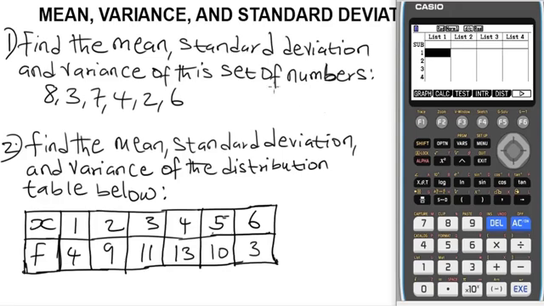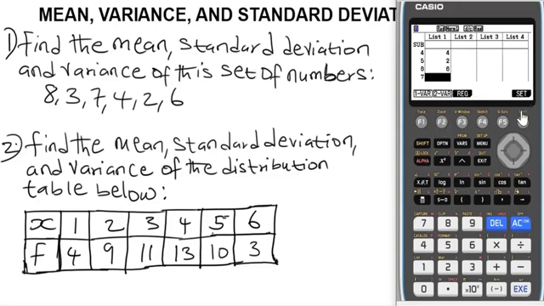Okay, now let's start with question 1. It says find the mean, standard deviation, and variance of this set of numbers. Now, when you are given the independent data without the frequency data, look at how you're going to do it. So let's input this independent data here under list 1. So let's enter the values: 8, 3, 7, 4, 2, and 6.